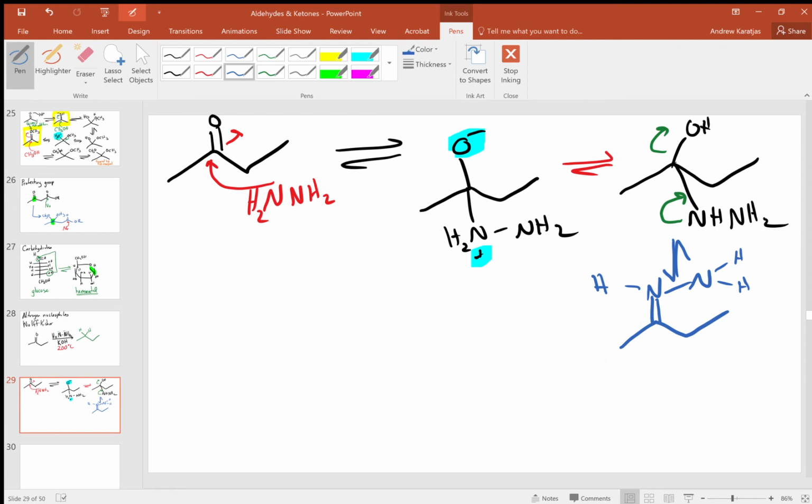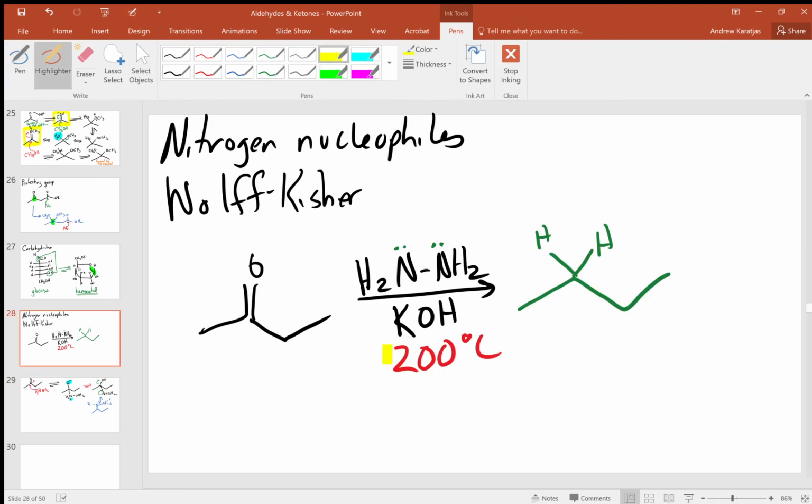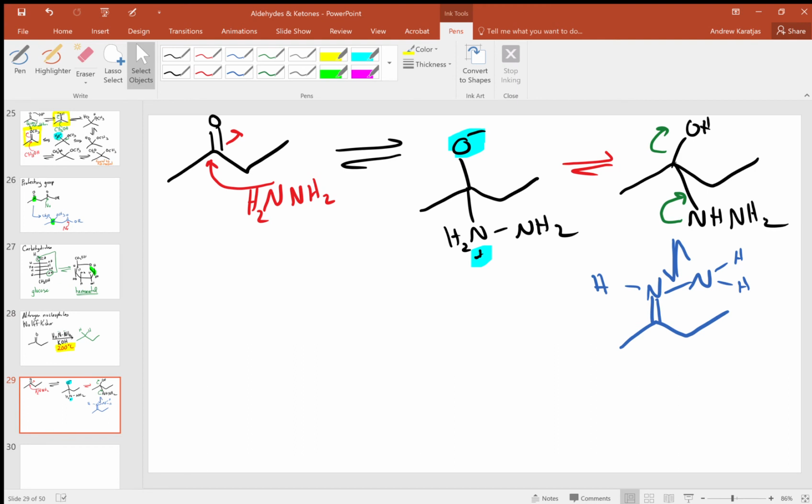Well, if you think back to the previous page and what I wrote down, the reaction temperature is 200 degrees Celsius, which means we've got a lot of energy, and that's a lot of energy that can overcome activation energies for some pretty unfavorable processes. So that 200 degrees is able to overcome that really bad leaving group. Now hydroxide can come in. It removes one of these hydrogens. Electrons shift over.